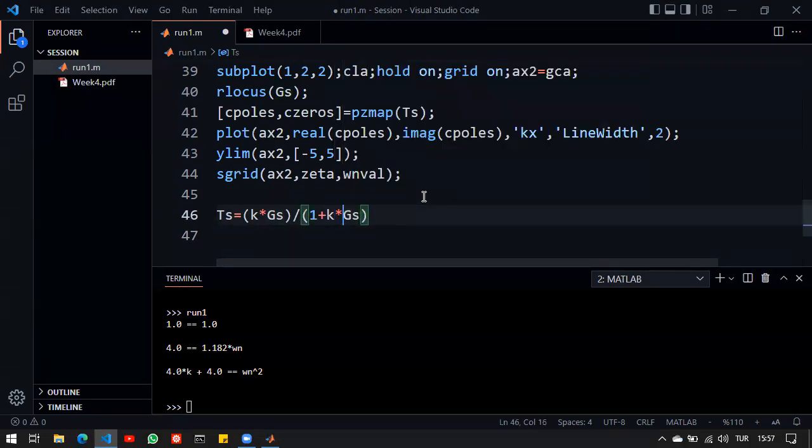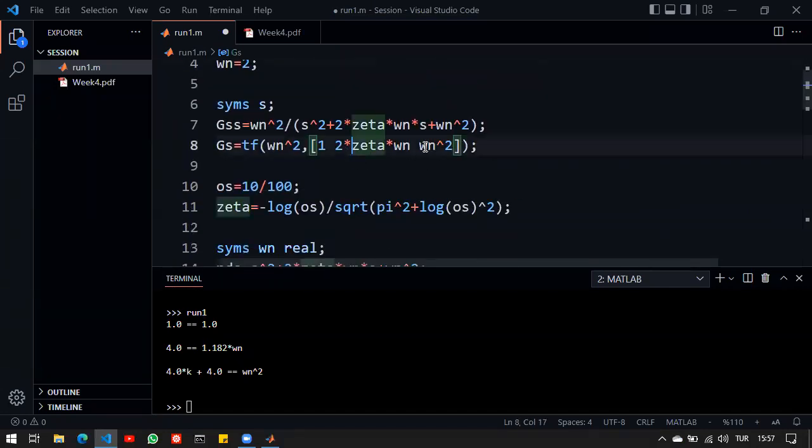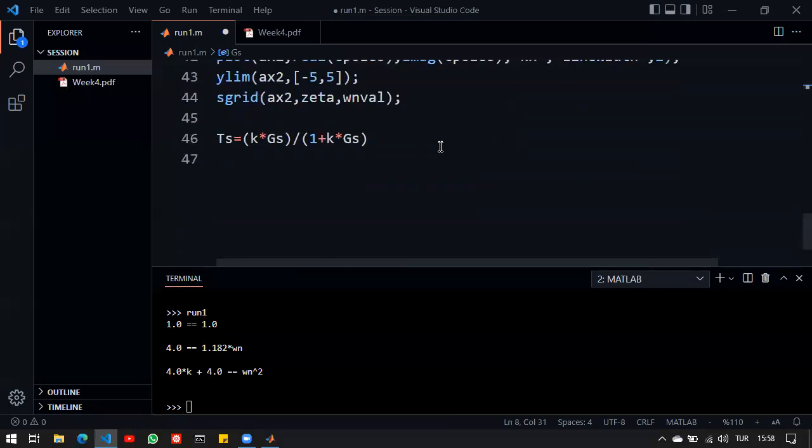1 plus k times G(s). Now in steady state, I plug in s equals 0 into the transfer function. So in G(s), if I plug in s equals 0, I'll get 1 for this specific case. So this gives me the following. G(s) is equal to 1. So then I'll end up in k divided by 1 plus k. Because k is a gain on its own, and G(s) in steady state is also a gain. Therefore, I'll end up in k divided by 1 plus k.